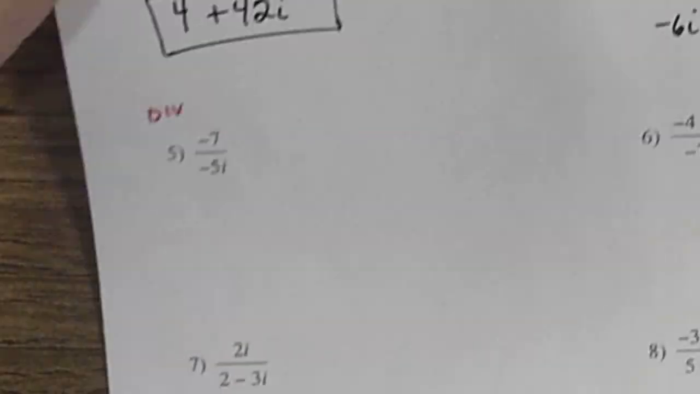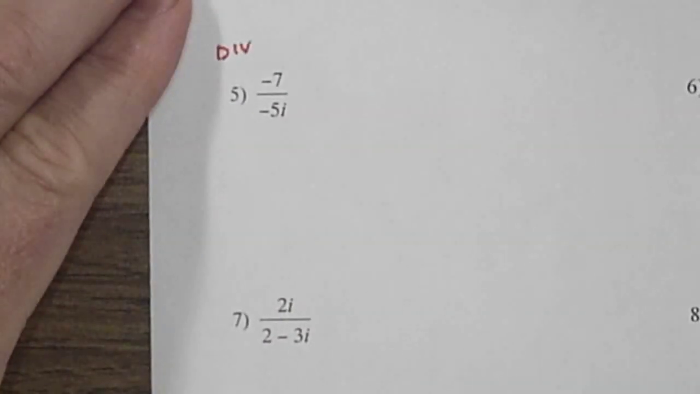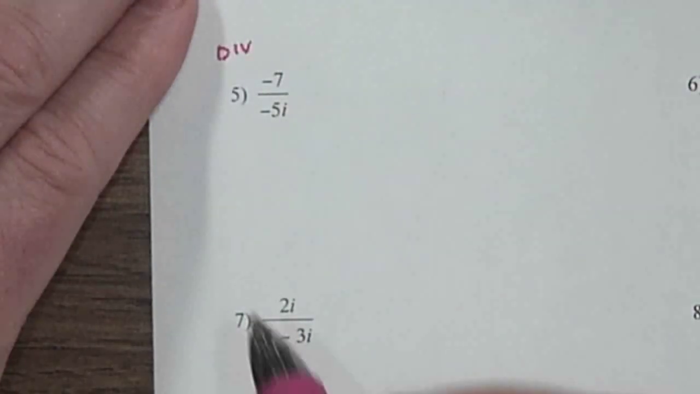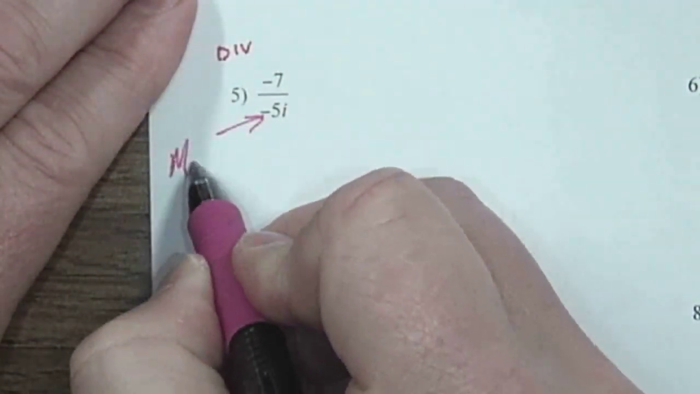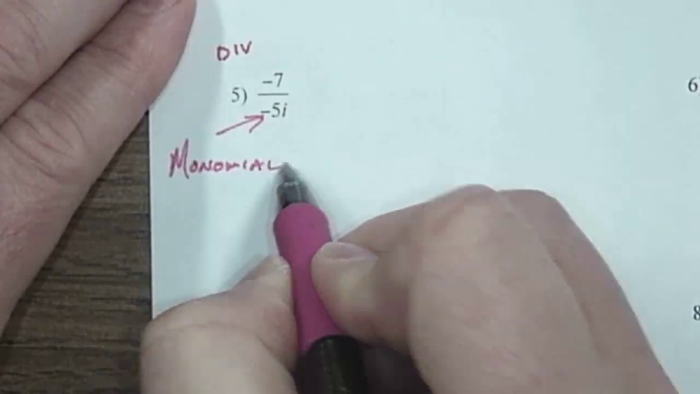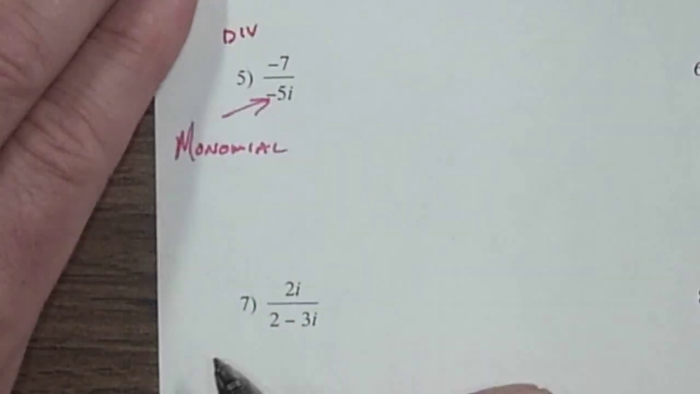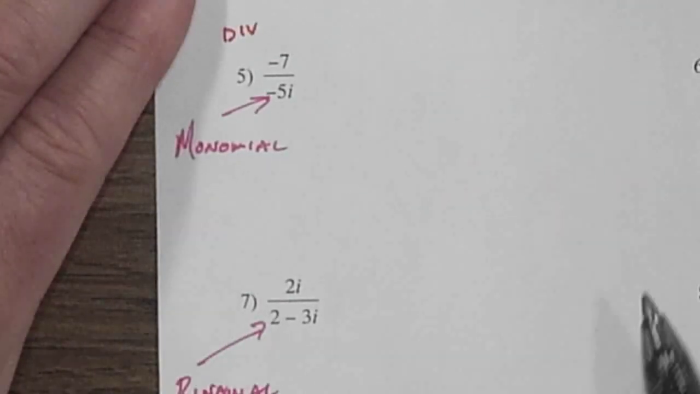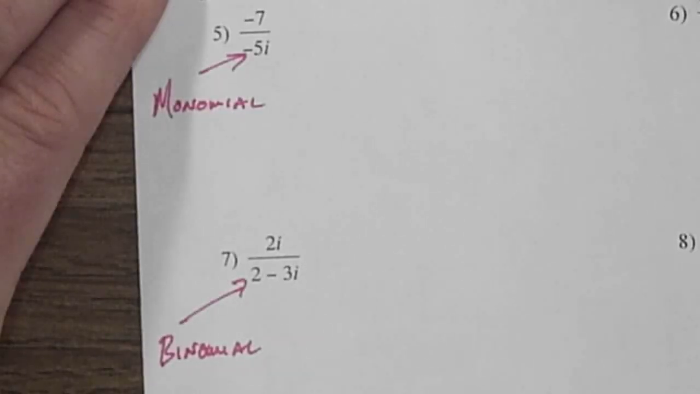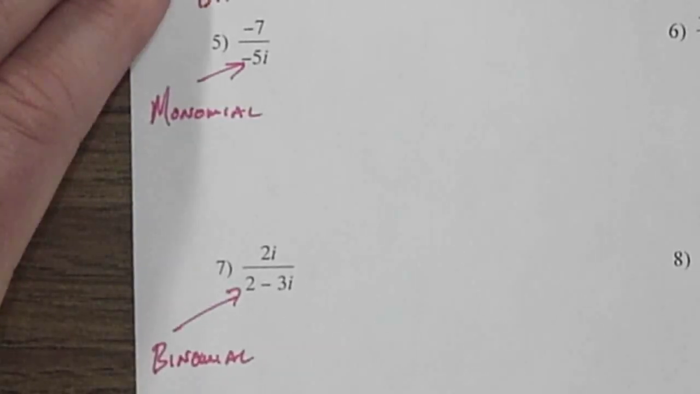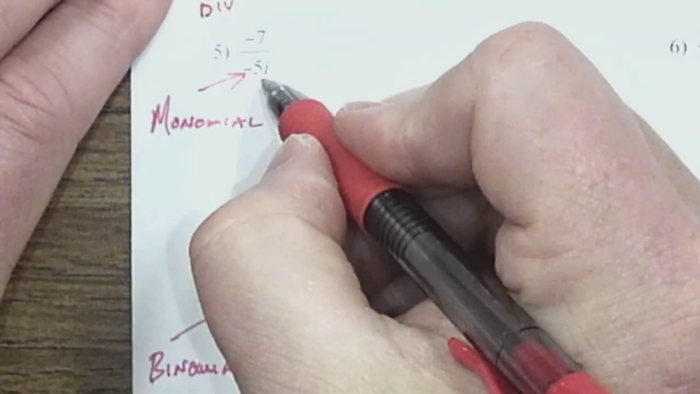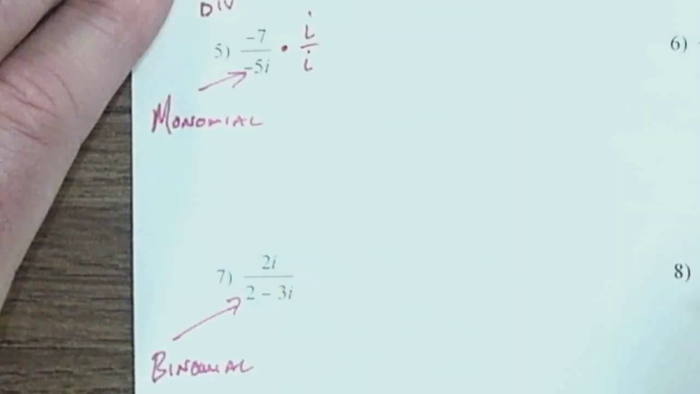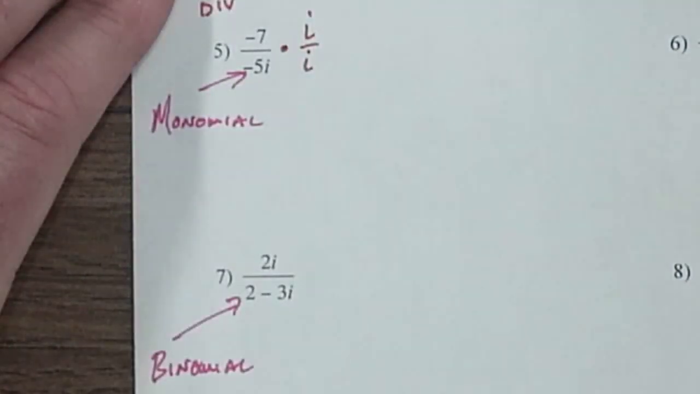Move on to division. Now, with division, we get a few different things. These first two, I'd like to highlight that we have a monomial. A monomial, a single term. These other ones are binomials. Little definition there. When it's a monomial, I don't have to do too much. Okay? I don't have to multiply by what we call the conjugate. I have to just multiply by i over i.